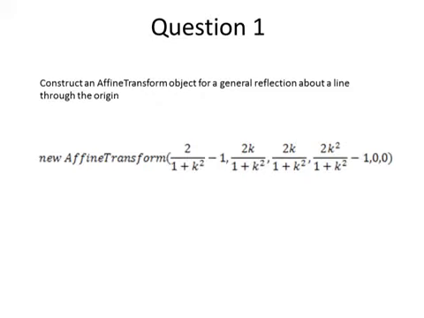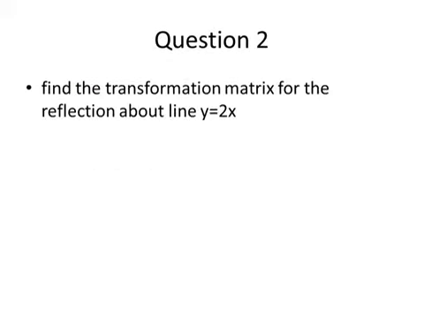Find the transformation matrix for a composition of a rotation of pi by 3 about the origin and a reflection about the line y equals 2x. Then we should make a rotation by pi by 3, which is a 60 degree angle, and a reflection about the line y equals 2x.